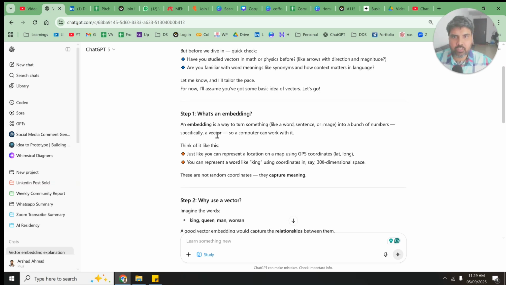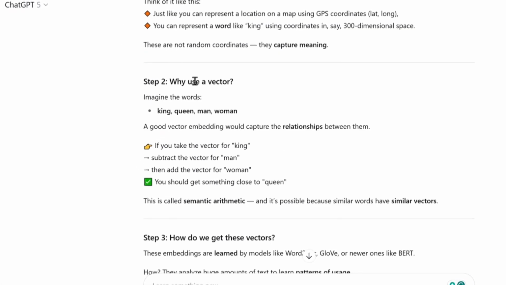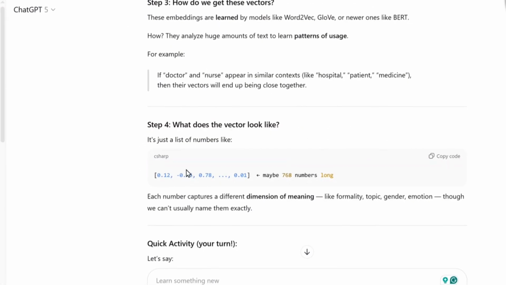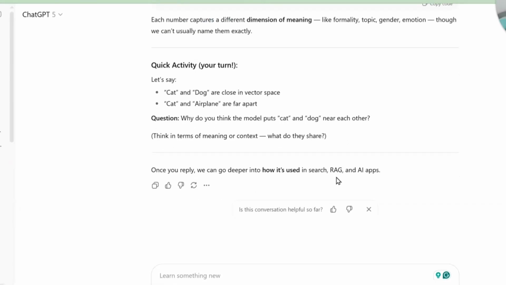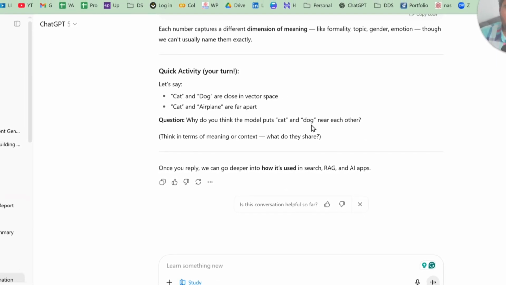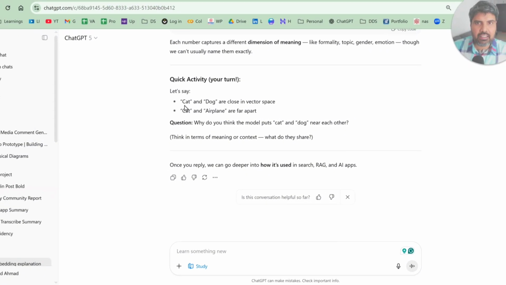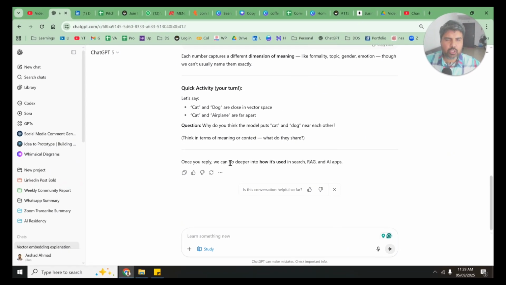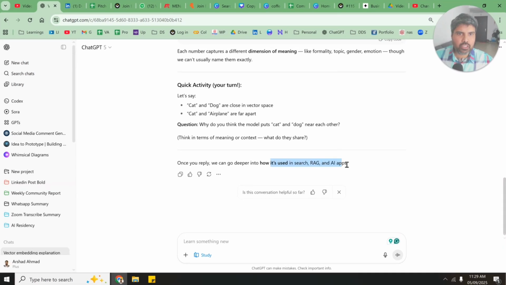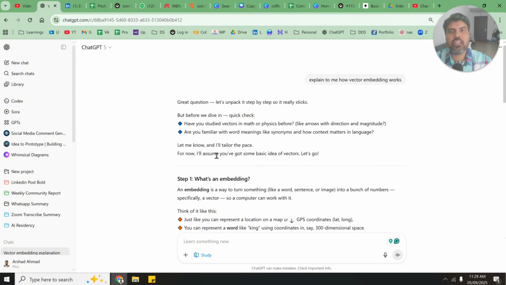So this is step 1. It is giving you step 1, step 2, step 3, step 4, and it's trying to explain to you. And then it asks me a question. Like here, once you reply, we can go deeper into how it is used in search, RAG and AI apps. So just read it. Let us read it together.